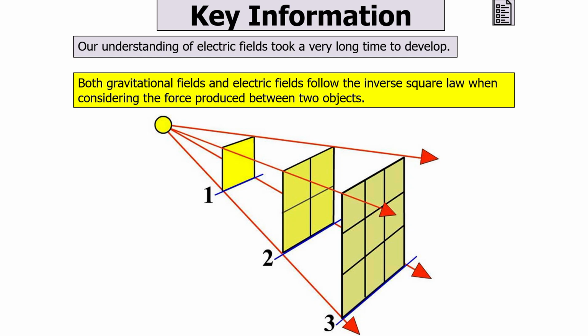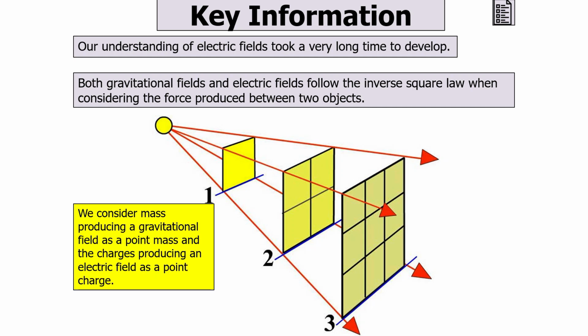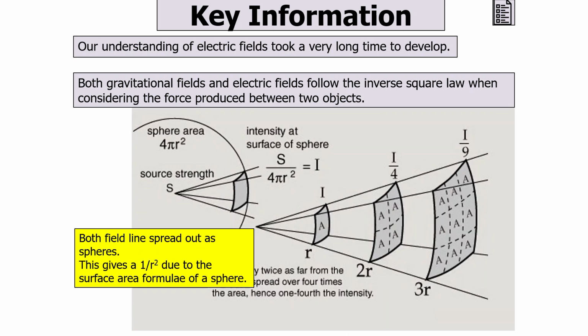Both gravitational fields and electrical fields follow the inverse square law when considering the force produced between two objects. This occurs as both work by the same underlying mechanism. We consider mass producing a gravitational field as a point mass, and charges producing an electrical field as a point charge. Both field lines spread out as spheres, and this gives a 1 over r squared relationship due to the surface area formula of a sphere.